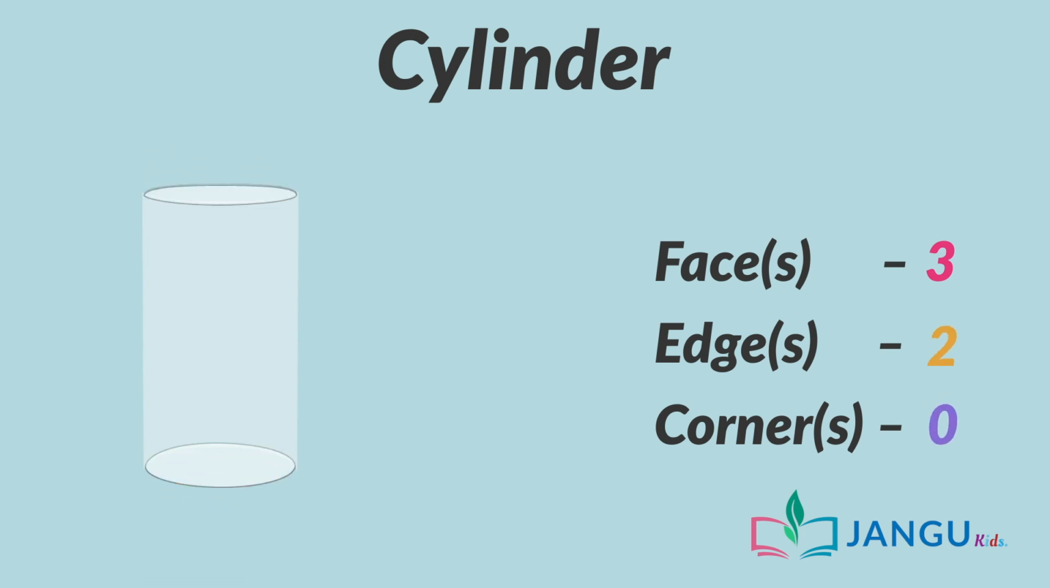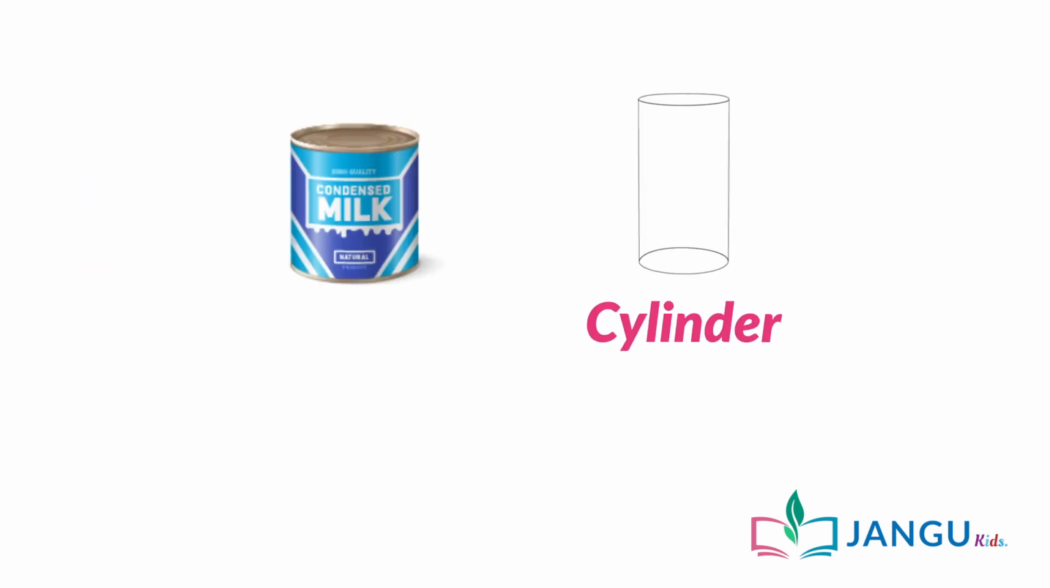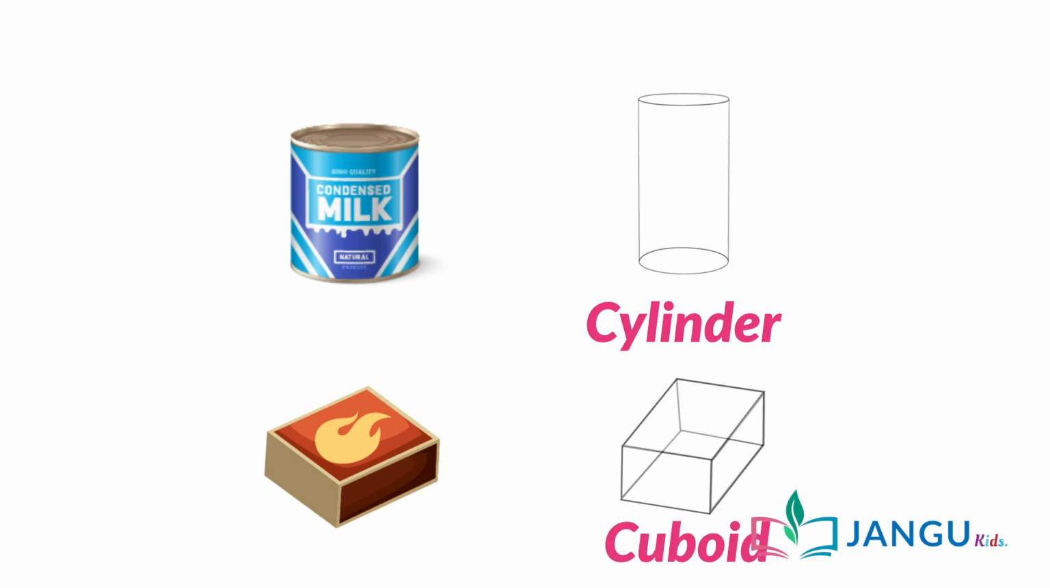Do you know that there are 3-dimensional shapes in our homes and schools? Let's find them. A ball is a sphere. A dice is a cube. Canned food is a cylinder. And a matchbox is a cuboid.